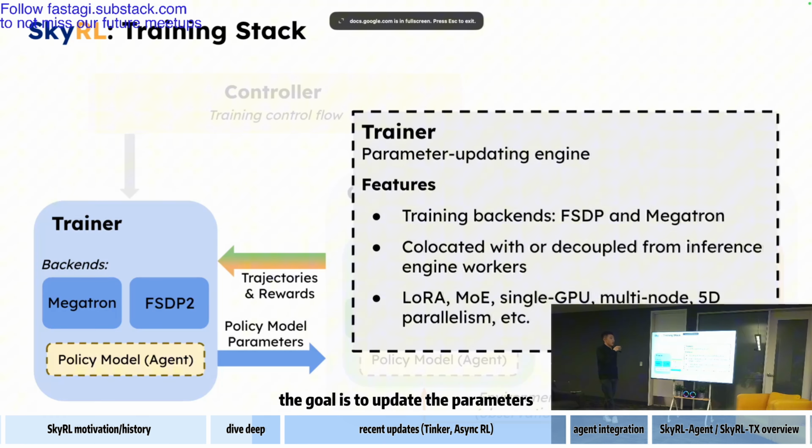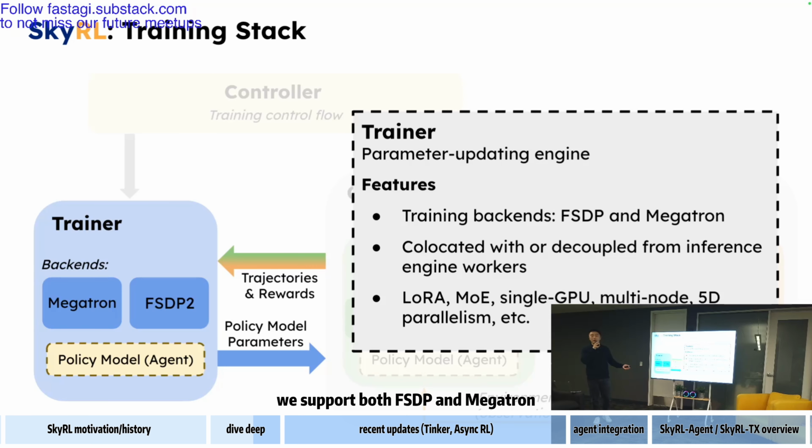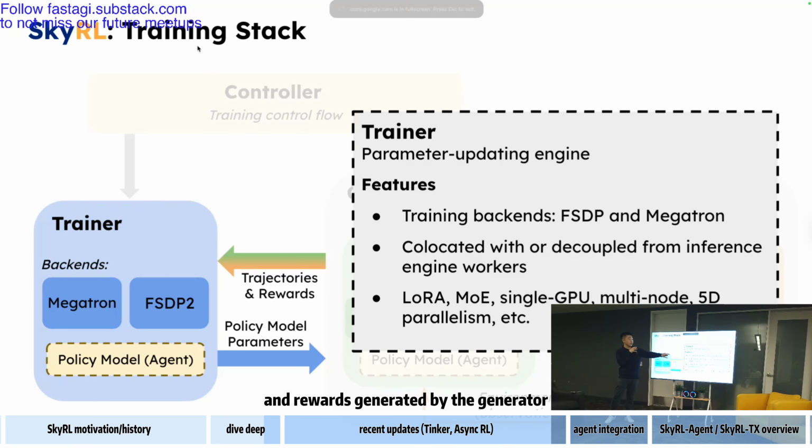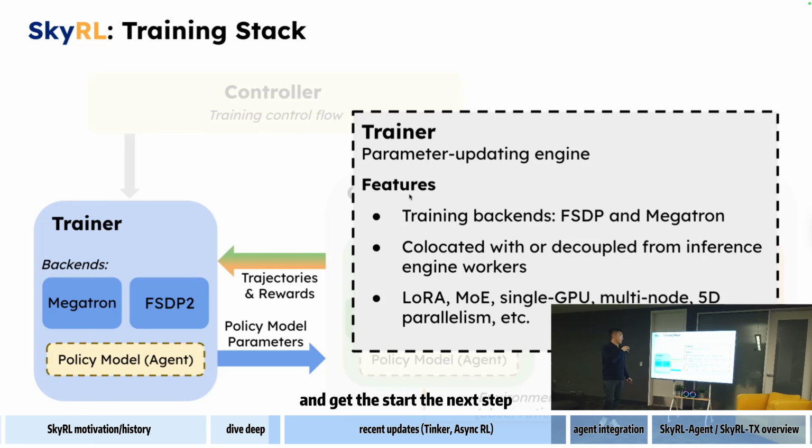The goal is to update the parameters. We support both FSDP and Megatron. You can either co-locate training and inference on the same set of hardware or decouple them onto separate hardware. And we also support LoRA, MoE. You can run it on a single GPU or multiple nodes, and 5D parallelism, etc. And so what does it use to train? It uses the trajectories and rewards generated by the generator. And after it trains, it gives the updated policy models to the inference engines and starts the next step.